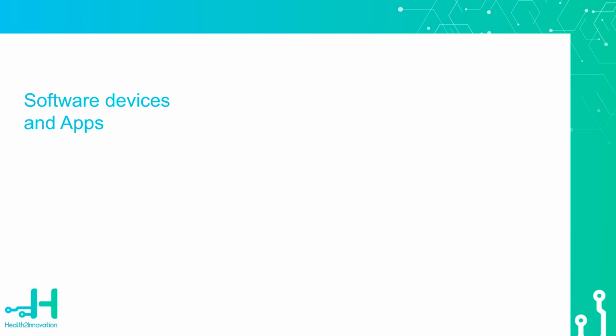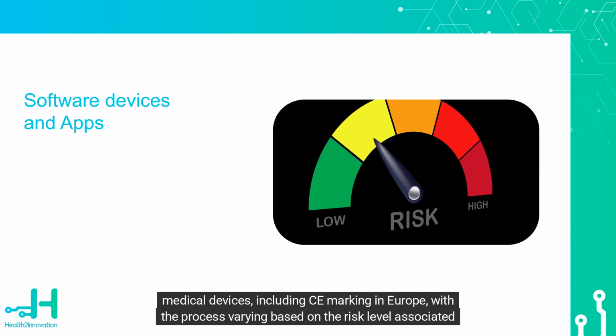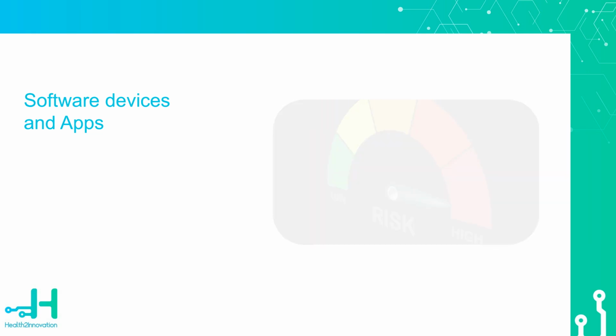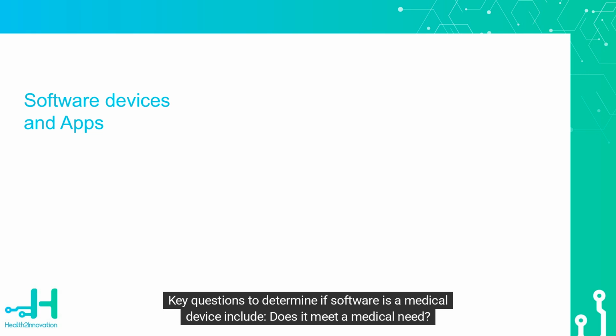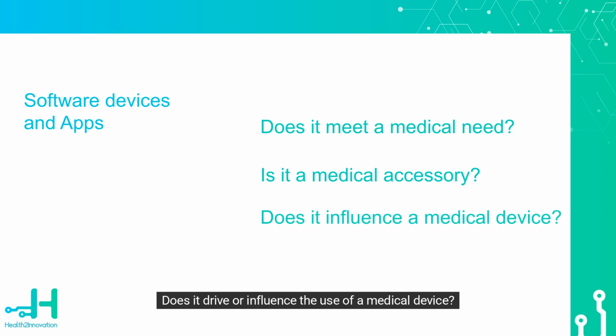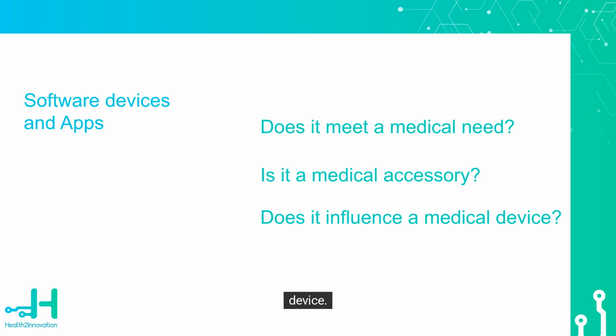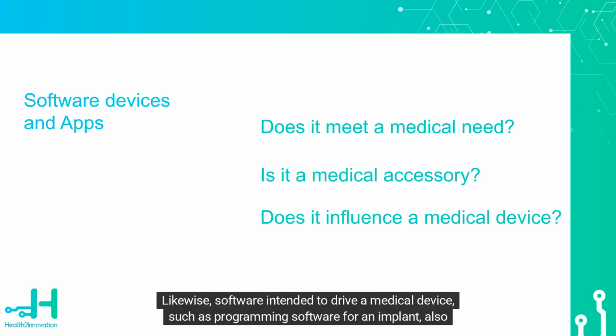If your standalone software qualifies as a medical device, it must meet regulatory requirements similar to physical medical devices, including CE marking in Europe, with the process varying based on the risk level associated with the product. Key questions to determine if software is a medical device include: Does it meet a medical need? Is it an accessory for a medical device? Does it drive or influence the use of a medical device? For example, a smartwatch app that alerts users and doctors to irregular heartbeats is considered a medical device. Likewise, software intended to drive a medical device, such as programming software for an implant, also qualifies.